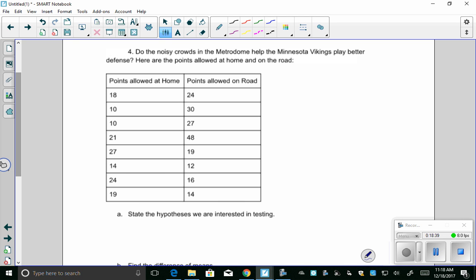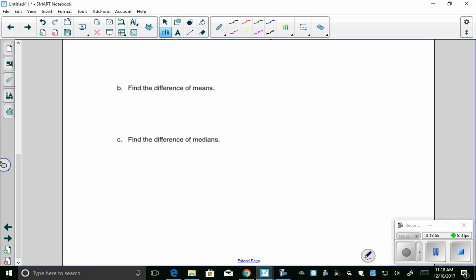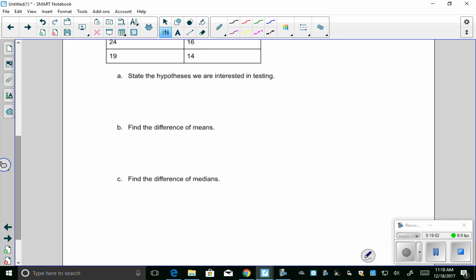Okay, number 4. Do noisy crowds in the Metrodome help the Minnesota Vikings play better defense? Here are the points allowed at home and on the road. State the hypothesis we're interested in testing. So our first hypothesis is the null hypothesis. The Minnesota Vikings have the same ability to play defense on the road and at home.